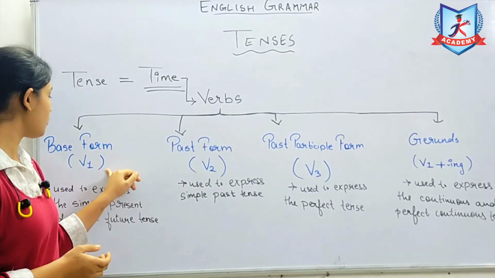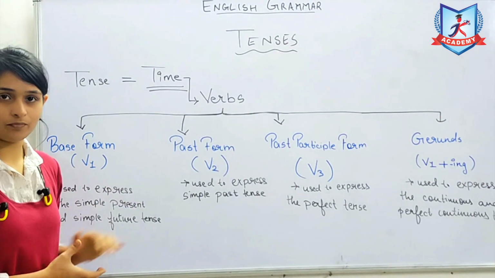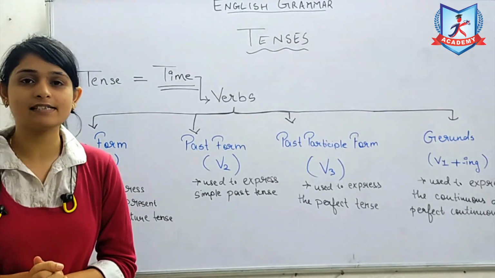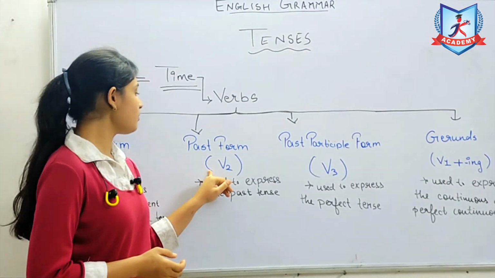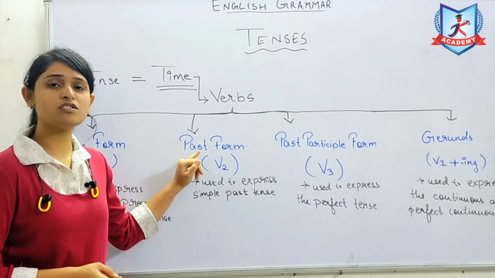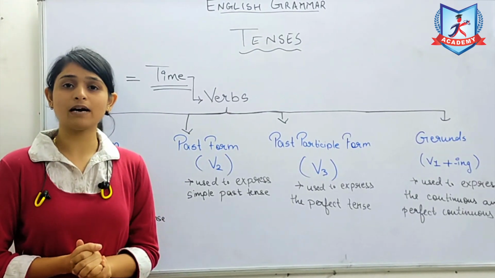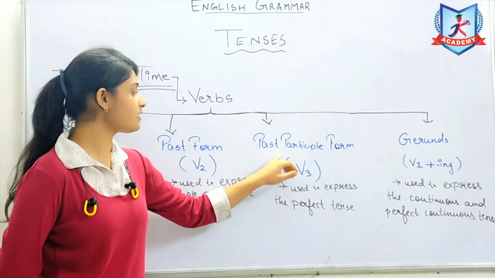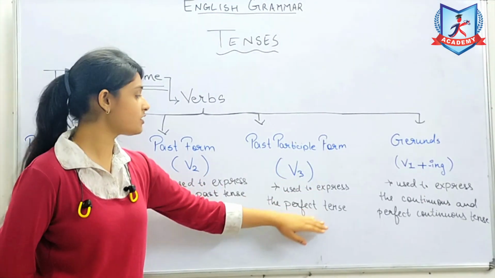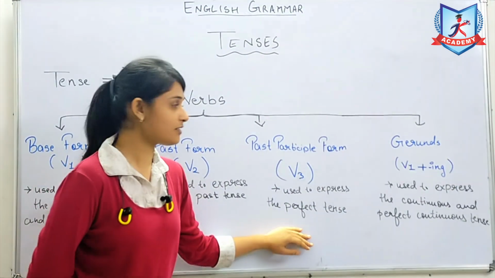The V1 form of the verb is the base form that is used in the simple present tense and simple future tense. The V2 form of the verb is the past form that is only used to express the simple past tense. The third form of the verb, which is V3, that is a past participle form that is used to express the perfect tense.